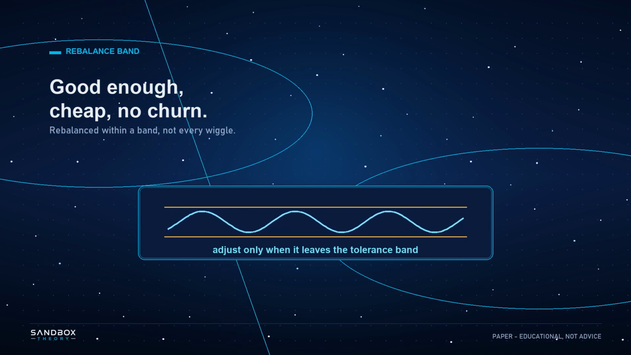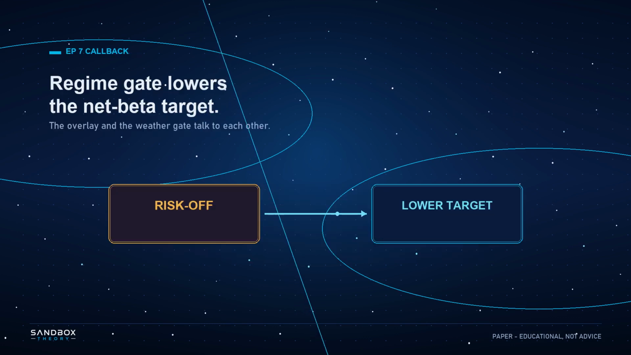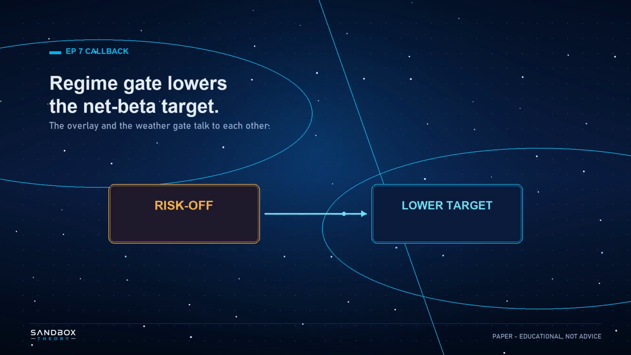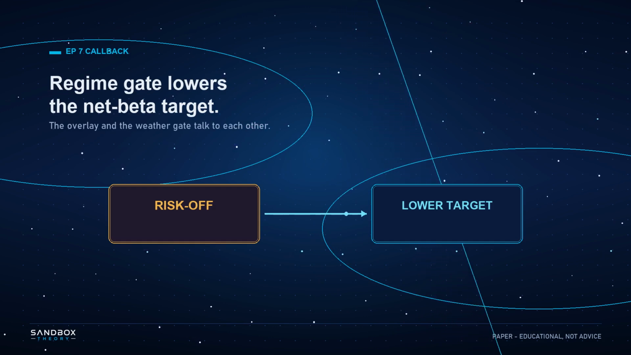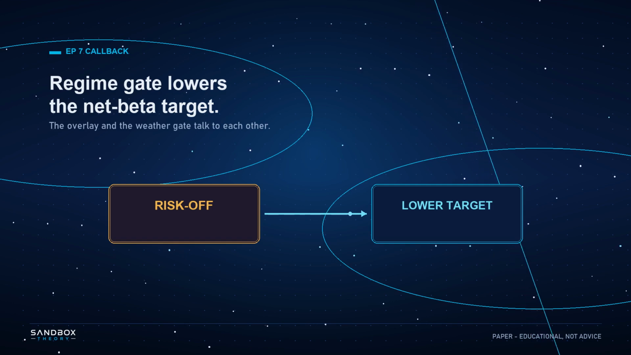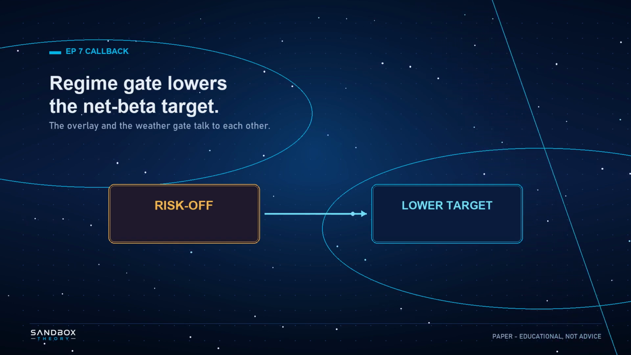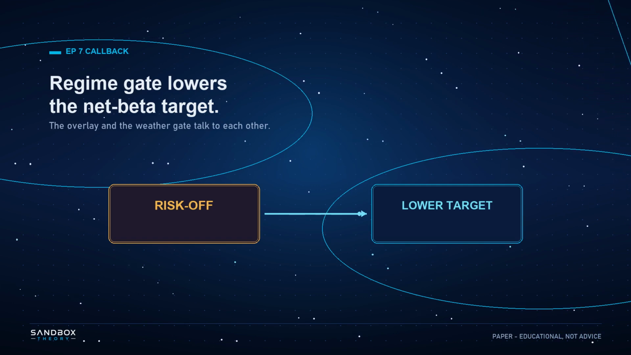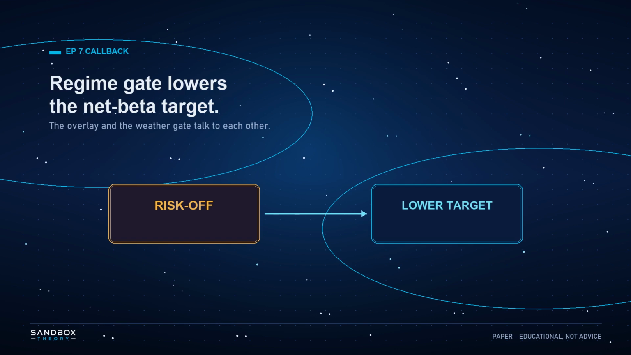And it connects to something from episode 7. The regime gate, the part of the system that reads whether we're in a risk-on or risk-off environment, doesn't just sit there. In risk-off markets, it lowers the hedge's net beta target, so the book carries less market exposure exactly when the market is the scariest. The overlay and the regime gate talk to each other.